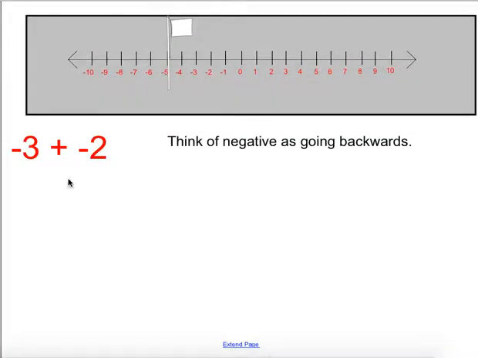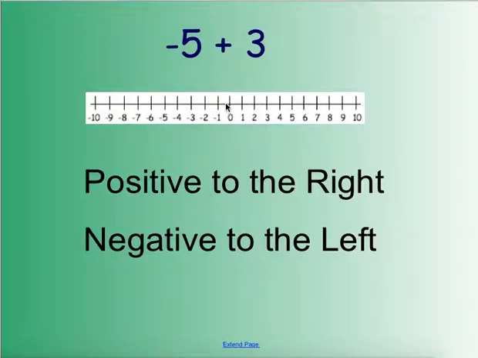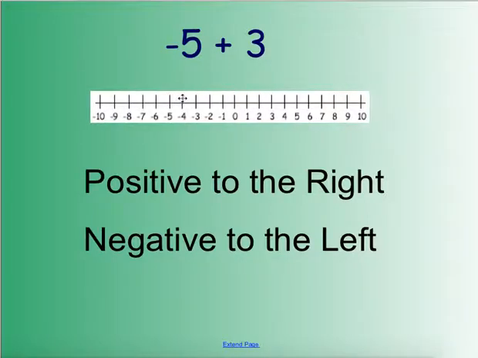Let's try it again. -3 plus -2. Okay, and we see if we start at 0, we're going to have to go back 3 and back another 2 to get to -5. Okay, so if we started at 0, we could go back 5 and then add 3. So we go forward 3. 1, 2, 3, and get -2.